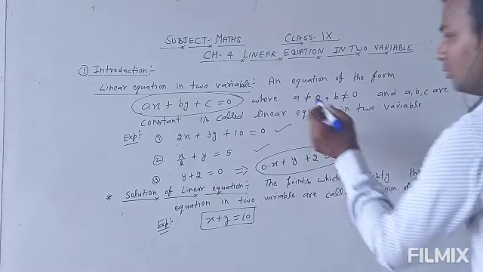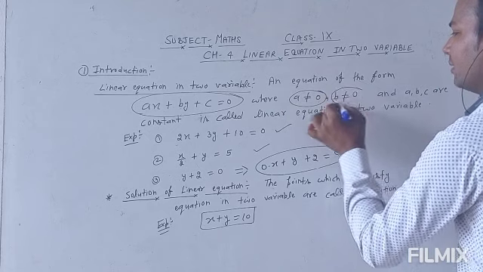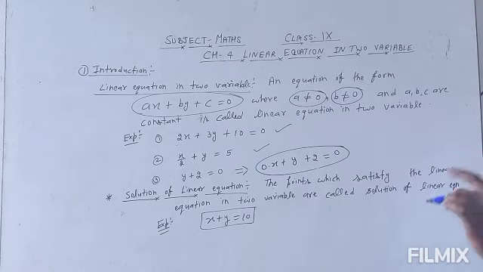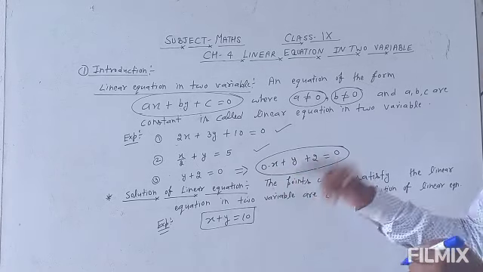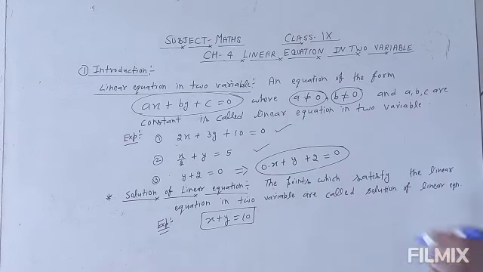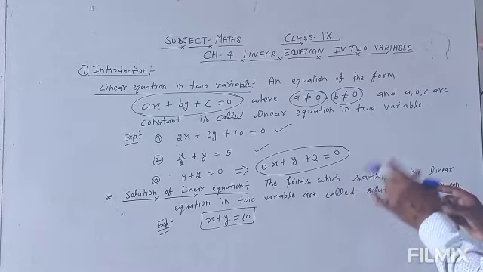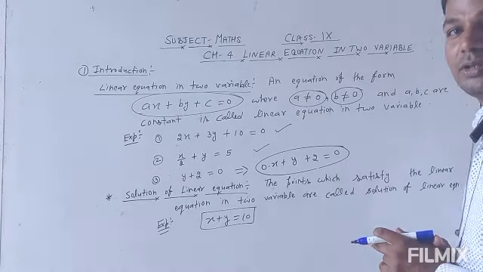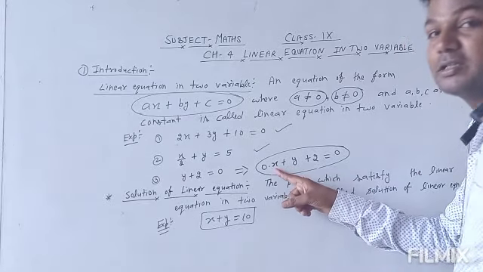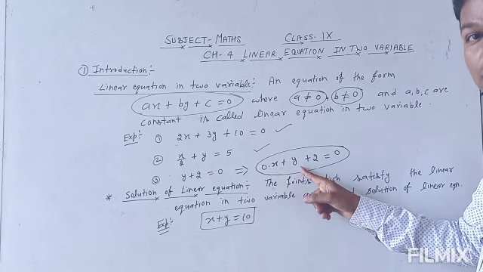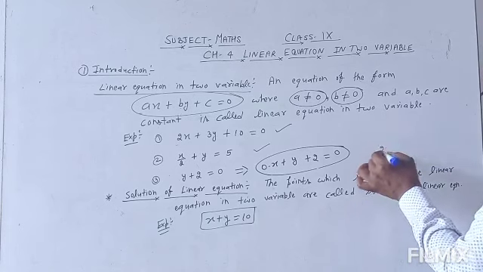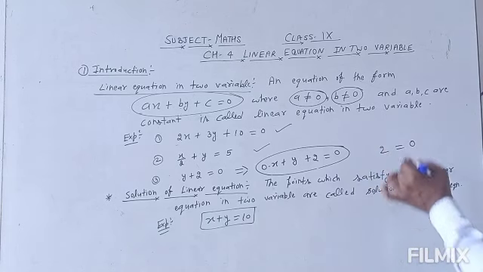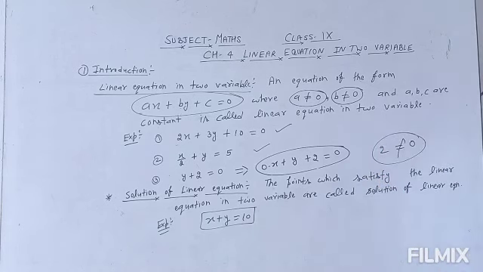According to this statement, any one of a and b can be 0. a can be 0, b can be 0, but both a and b cannot be equal to 0. If the coefficient of x is also 0 and the coefficient of y is also 0, then 2 is equal to 0. How is it possible? It is not possible. 2 is not equal to 0.